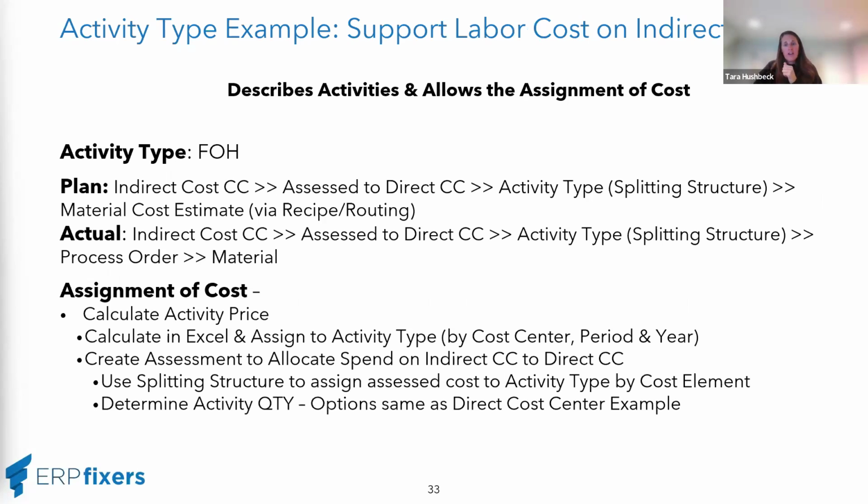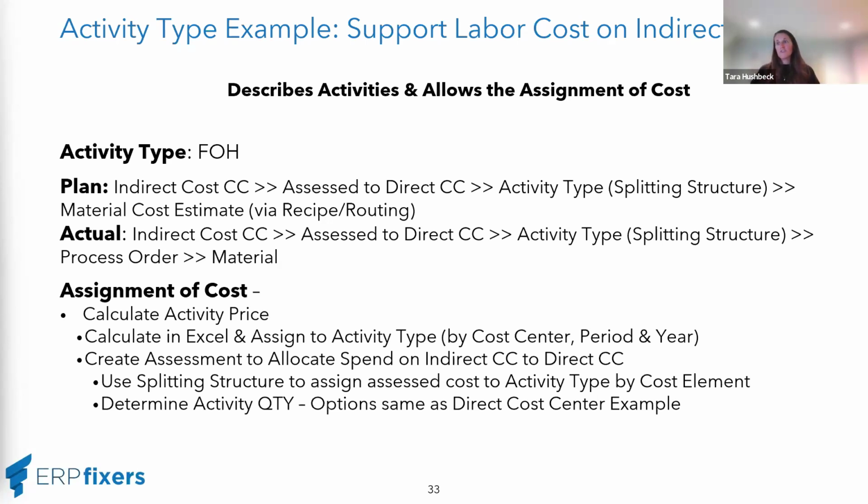But before I get to the screenshot, I just want to show the activity type example from a support cost center, because I think this is where it gets a little bit more gray for some people. So if you had an activity type or cost, let's say support labor costs on an indirect cost center, and just for this example, let's say we're calling it FO8, factory overhead, how do you get that spend from that indirect cost center to the material? I'm trying to assign this to the material. So again, we have to do that assignment of cost. So we have to calculate that activity price. You can use Excel if you want, or you can create one option.